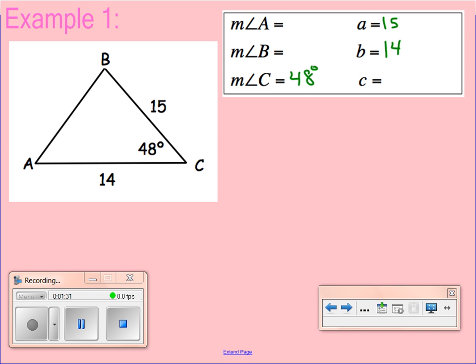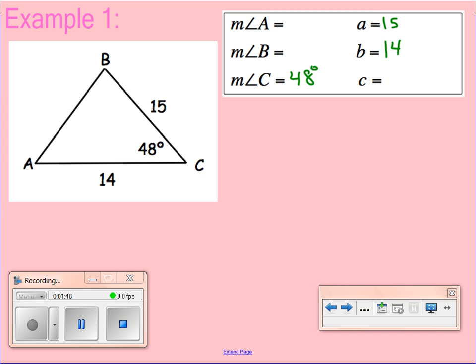We know side A, but we don't know angle A. We know side B, but we don't know angle B. And we know angle C, but we don't know side C. So, looking back at the formulas, since we have angle C, that's the formula that we want to use.